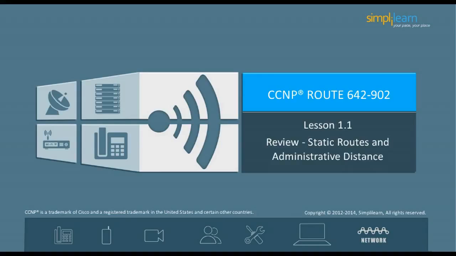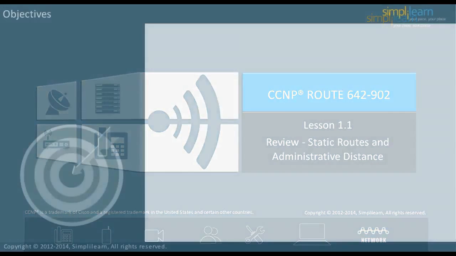This is the first lesson in the Route module. This lesson focuses on a review of static routes and administrative distance. Let us begin with the objectives of this lesson in the next slide.